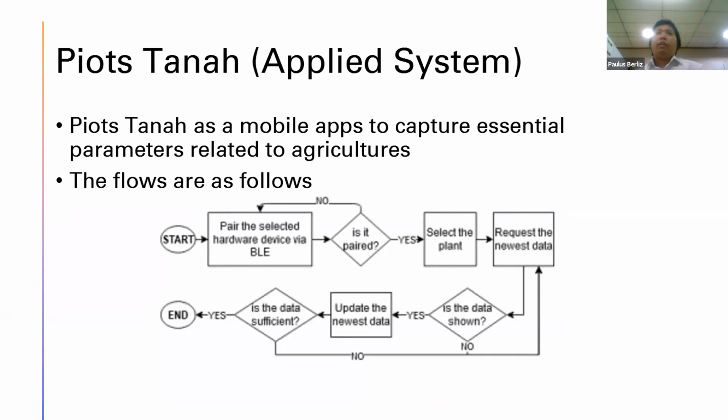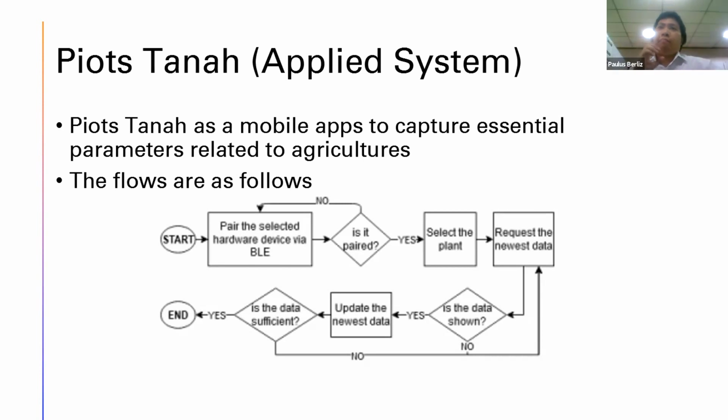So this is basically a mobile app that captures essential parameters related to agriculture, such as the humidity, the pH, and etc. There will be an image following about the points, and the flows are, as you can see, in the image.